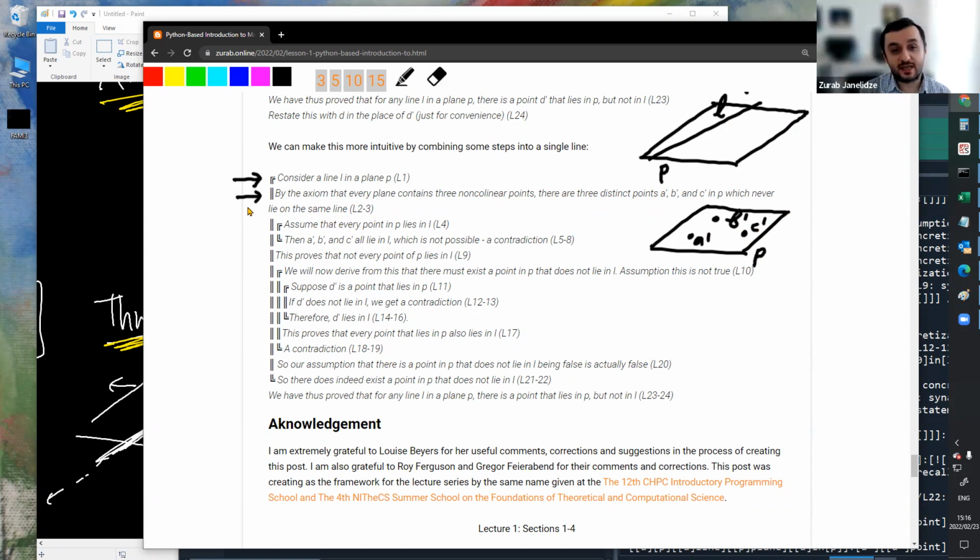Then something interesting is happening in the third line. We're going to assume that every point in the plane lies on the line L. Why do we want to assume that? Because we want to derive a contradiction from it, and we want to eventually prove that it's not true. If we look a bit into the future, we're afterwards saying that this proves that not every point of P lies in L, which is good because it means there will be a point that does not lie on L, right?